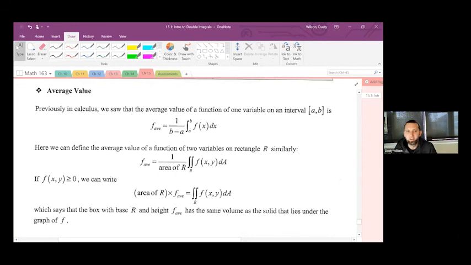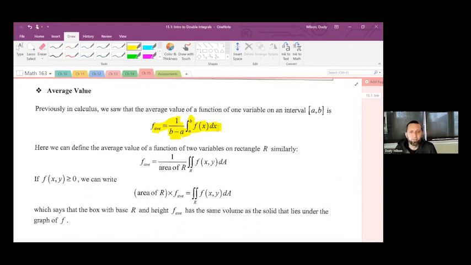Last little topic, the average value. So previously in calculus, we saw that the average value of a function of one variable on an interval from a to b is equal to 1 over the width of the interval, b minus a, times the integral from a to b of f of x dx. So it was like the area under the curve divided by the width of the interval, and that gave us our average value of the function.